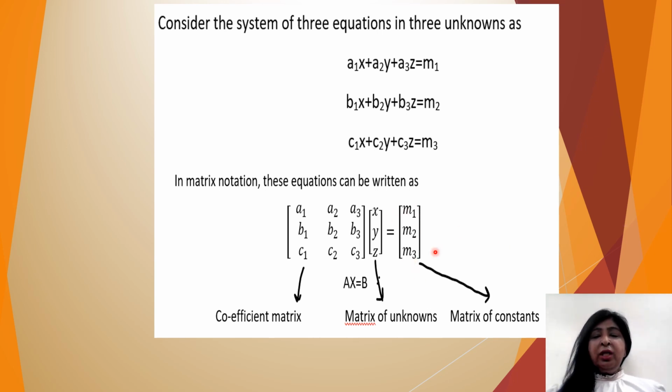Now the condition is if m1, m2, m3, these all three become 0, then we will get B as 0, and this becomes the homogeneous system of linear equations. But if one of the m's is non-zero or all are non-zero, then this is the non-homogeneous system of linear equations.